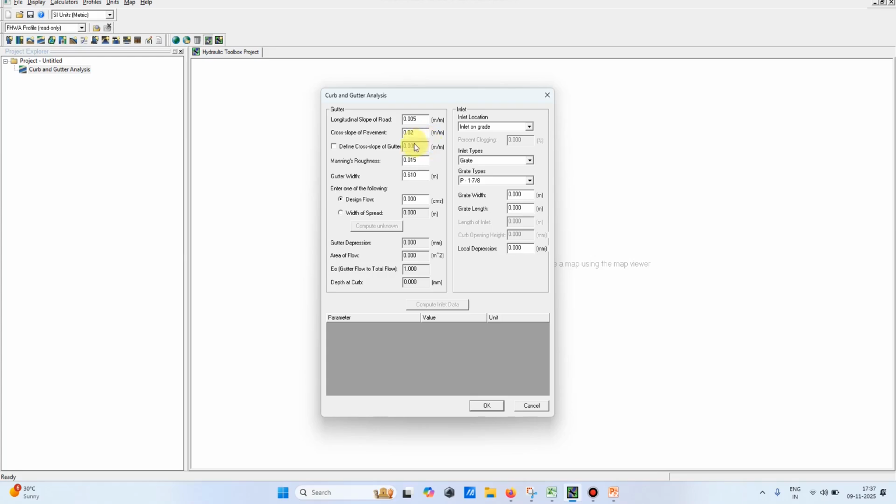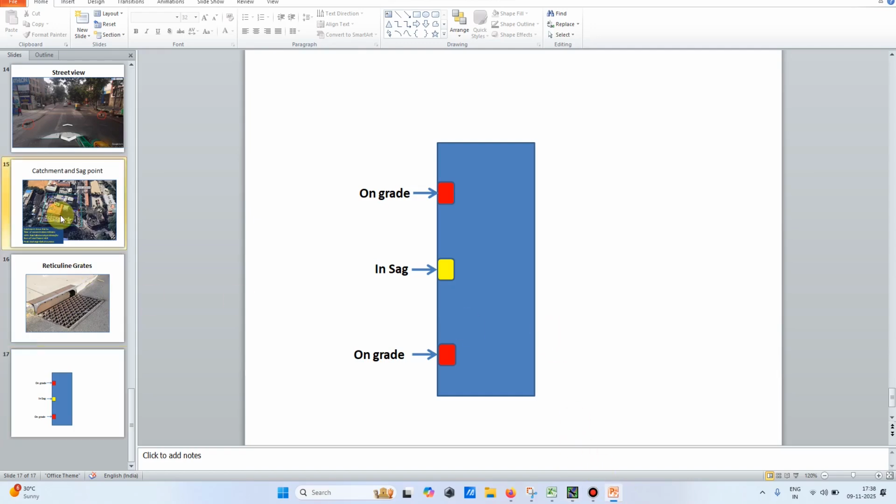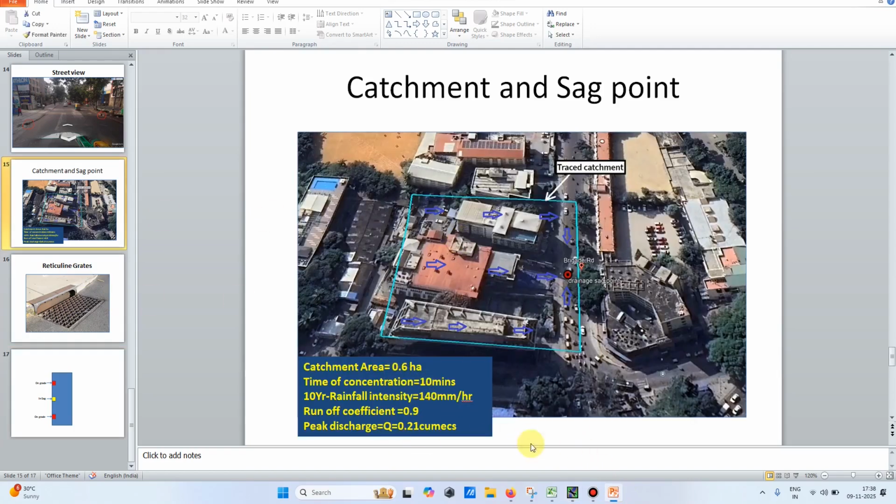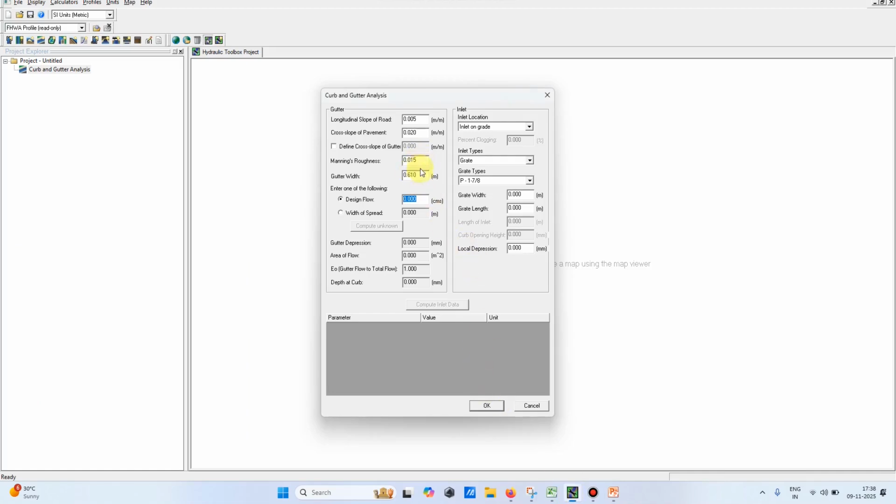The road cross slope I am assuming is 0.02. And the roughness: it's an asphaltic road, and I am considering a Manning's roughness coefficient of 0.015. The design flow, as I showed in the presentation, is 0.21, so 0.21 will be my design flow. And the gutter width I am keeping as 1 foot nearly, so 1 foot is approximately 0.3 meters.